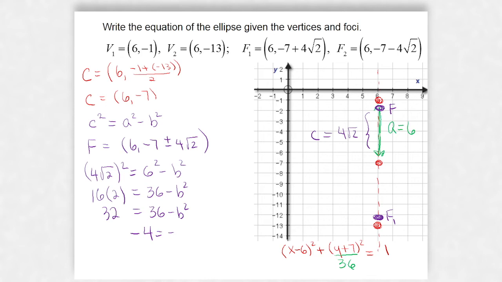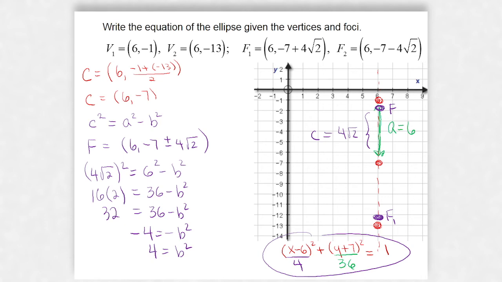Is -4. Okay. And what would, let's see if I can write -b squared here. Writing everything but -b squared. What's b equal to? What do we get if we divide by -1? 4 equals b squared. What's b equal to? 2. And b squared would be 4. Beautiful. And we have our equation of our ellipse.